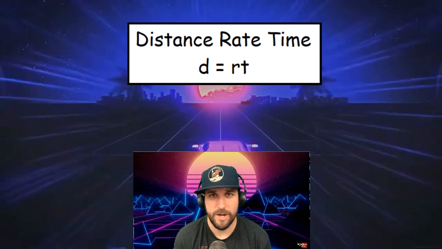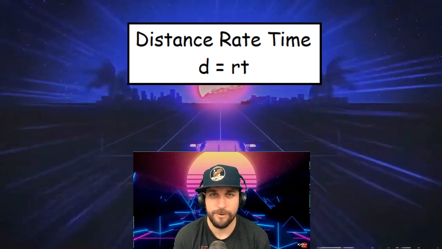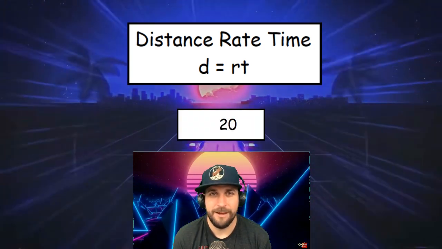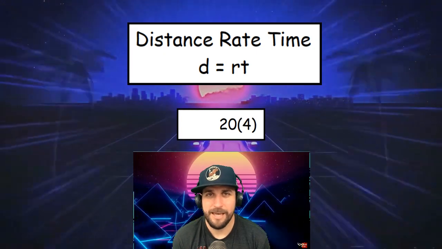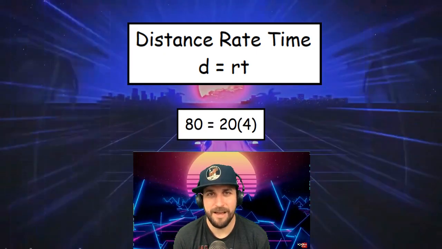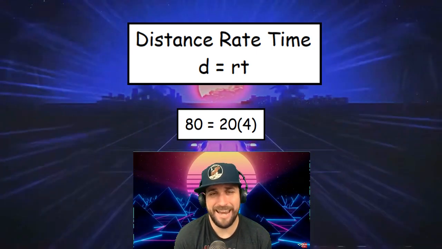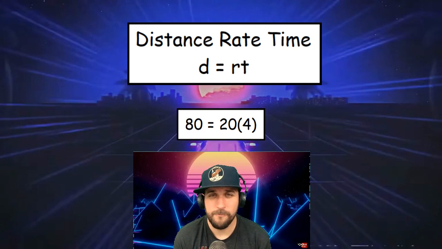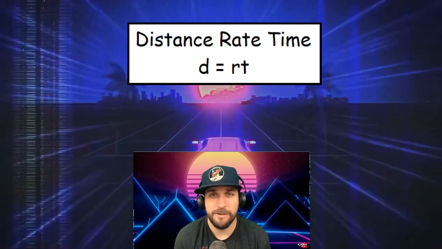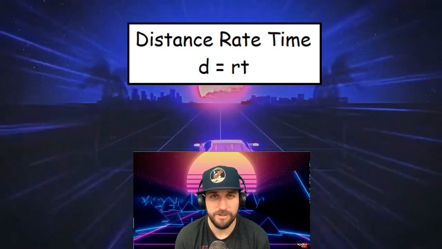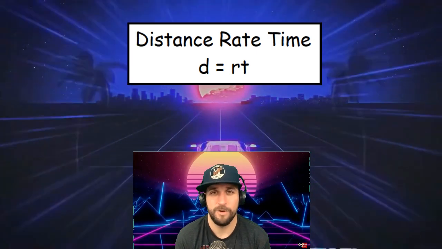If I'm driving 20 miles an hour for 4 hours, 20 miles an hour is my rate, 4 hours is my time, 20 times 4, 80 miles is my distance. If I drove 20 miles an hour for 4 hours, I would have gone 80 miles. Common sense, hopefully, kind of. So distance equals rate times time. So we're doing distance, rate, time, word problems.